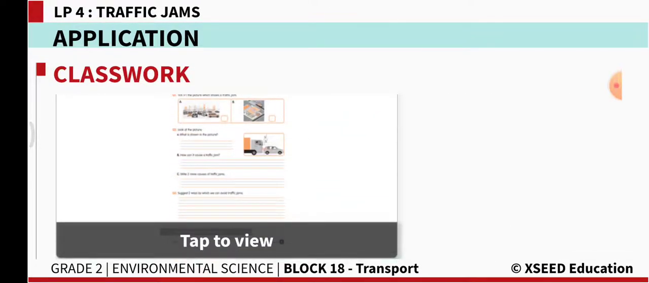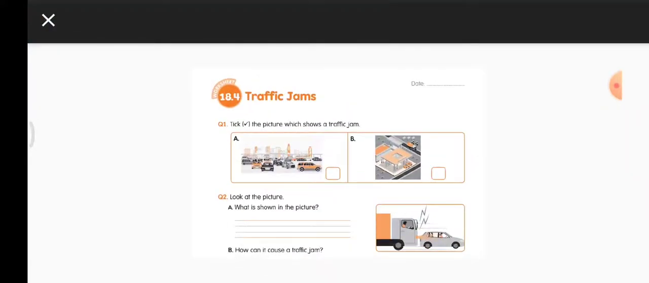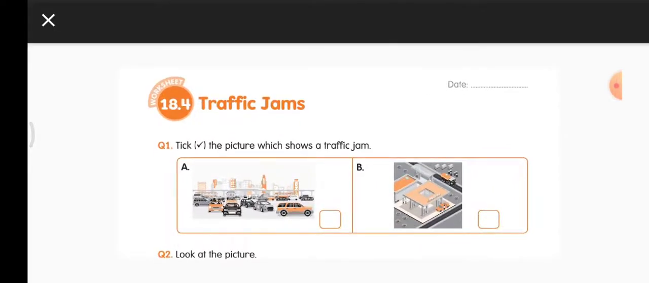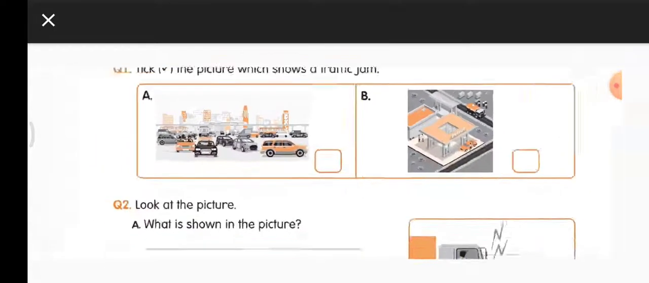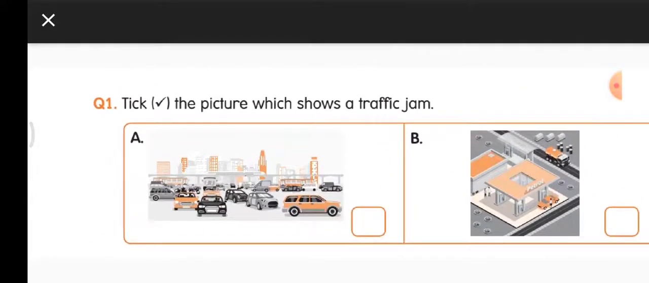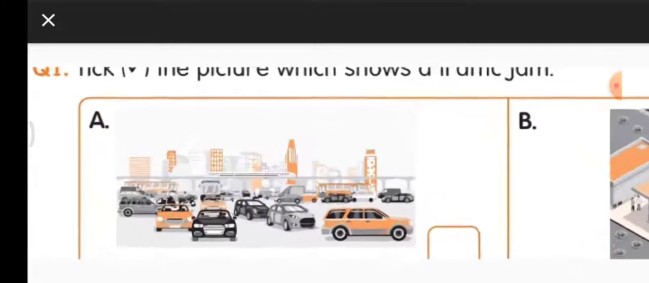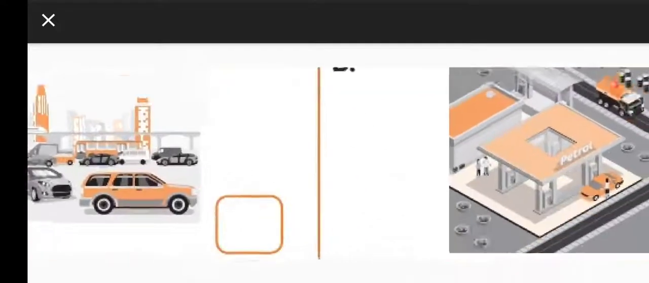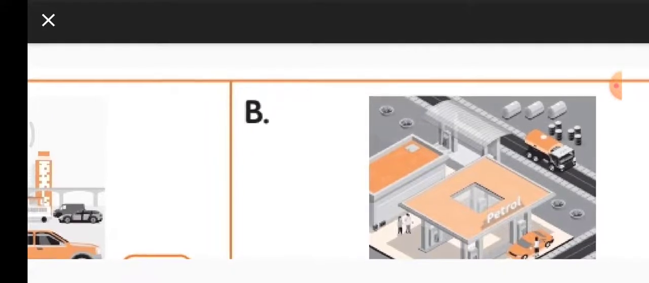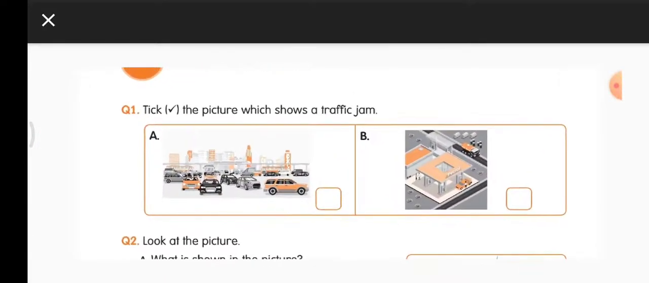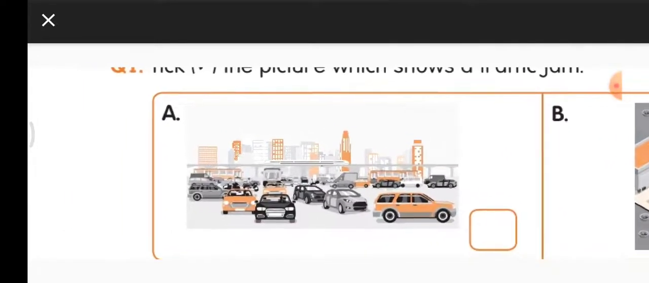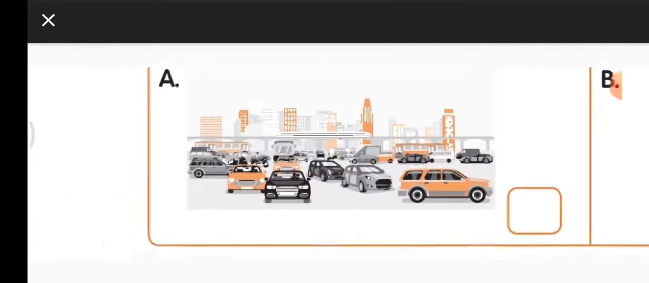Now, all of us, let us open our workbook, put today's date. Take the picture which shows a traffic jam. Picture A, here the road is full of vehicles and right here we can see the roads have very less vehicles. So picture A we should tick because it shows the traffic jam. Please tick picture A the box.